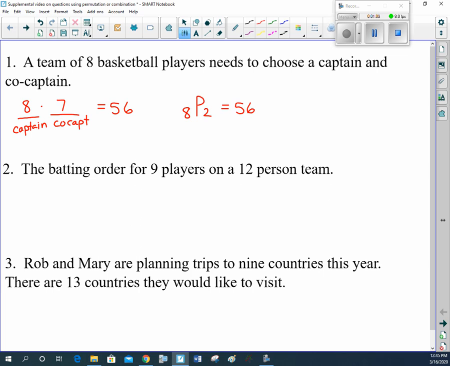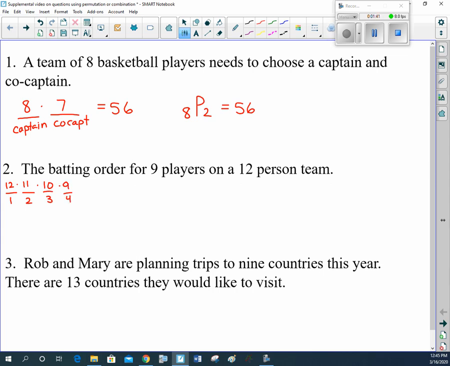Okay, so same thing on this next one, the batting order for 9 players on a 12-person team. Since they are batting, order matters. You could do this with the fundamental theorem of counting also. So you could say, okay, batter number 1, there's 12 people to choose from. So batter number 1 would go in this spot. Then batter number 2, there would be 11. Then 10 for batter number 3, 9 for batter number 4.